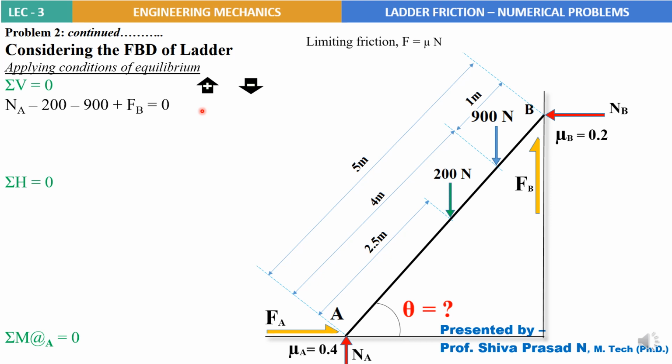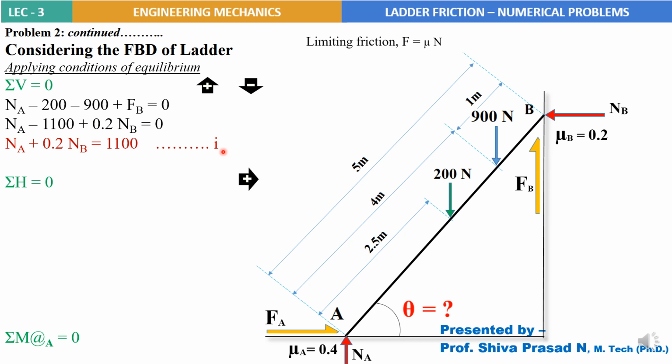Further on simplifying by substituting FB to be equal to mu times NB, because it is a case of motion impending situation. So definitely we can use this limiting friction F equal to mu times N. So that's what we have done, substituted for FB here, and further simplifying this equation we get NA plus 0.2 NB equal to 1100. So let's call this equation number 1.